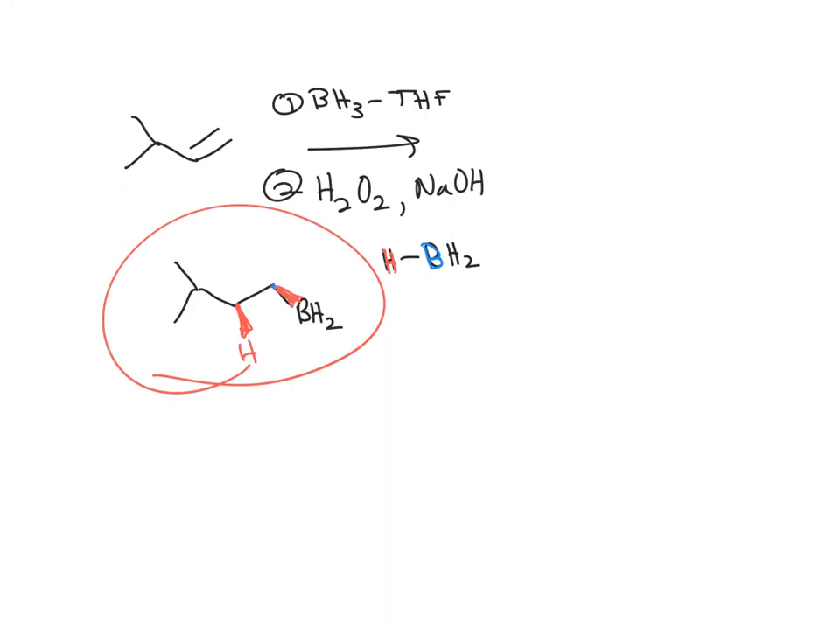Your options were this compound here, or the BH2 adding to the more substituted. You do not make a three-membered ring, and you do need to add your BH2 because it asks for an intermediate.